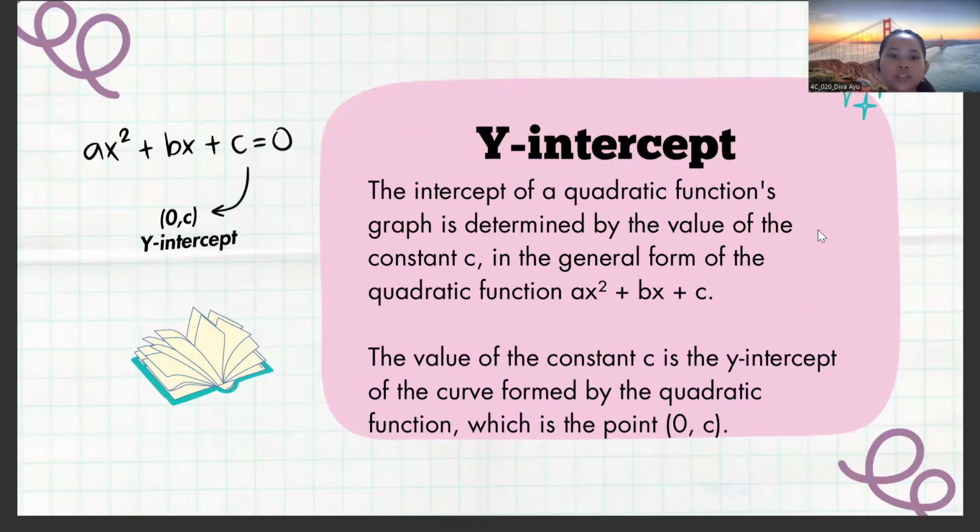The next is y-intercept. Let's discuss the y-intercept. The y-intercept is the point where the graph crosses the y-axis. In the quadratic function, the y-intercept is determined by the constant c. Therefore, the coordinate of the y-intercept is always (0, c). For example, if c equals 5, then the graph crosses the y-axis at the point (0, 5).